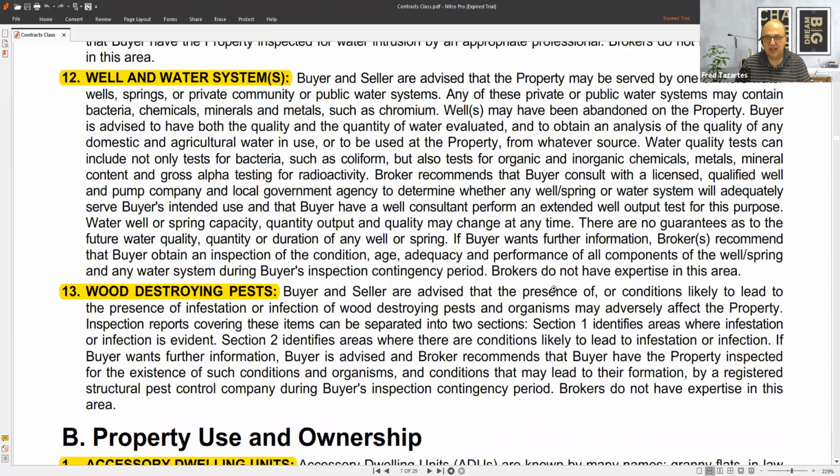Wood destroying pests, termite inspection. You could always ask for the termite inspection in the RPA. Do not ask for Section 1 in the RPA because now we are asking the seller to agree to something that he has no idea how much it's going to be. You ask for the inspection. Later on, when you get the inspection back, you can do a request for repairs and say, we'd like Section 1 done. The seller knows how much it is. They could agree, disagree, negotiate.